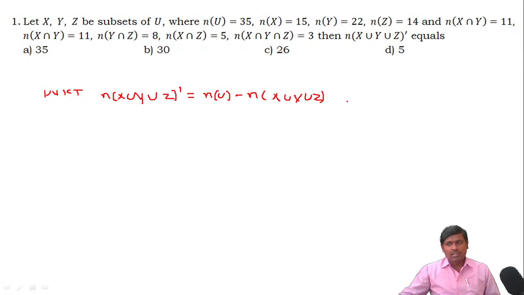So already you know that n of A complement is nothing but n of U minus n of A. Okay, so like this, this can be written as n of U minus n of X union Y union Z. Actually here n of U is given, that is 35.